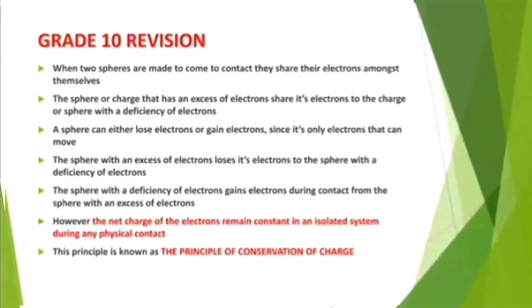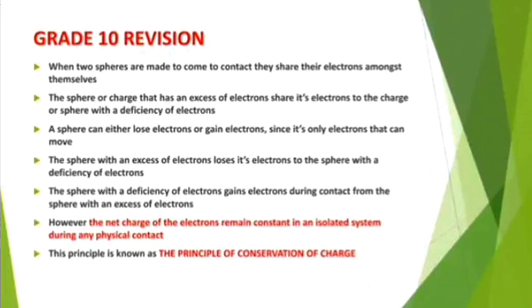Then let's go on with the grade 10 revision. Again, we said when two spheres are made to come into contact, they share the electrons among themselves, right? Then the sphere or charge that has an excess of electrons shares its electrons with the sphere with a deficiency of electrons. So there's always a case whereby if here we have a charge that has excess electrons, right? Remember the electrons are the ones that move the charges, right? They are the ones that move what we can call the electricity in the charges, right?